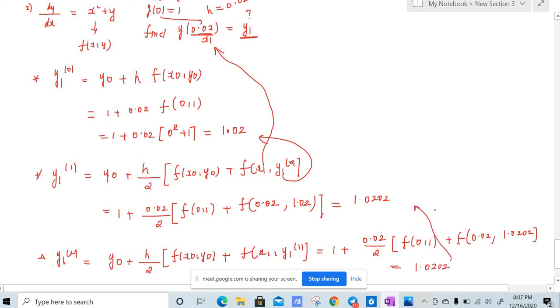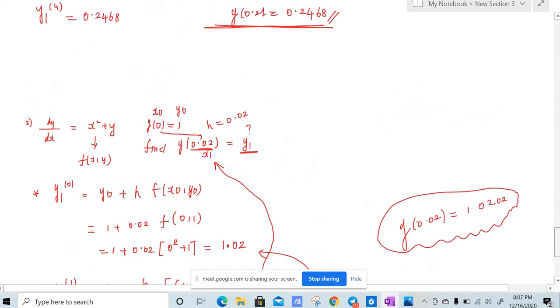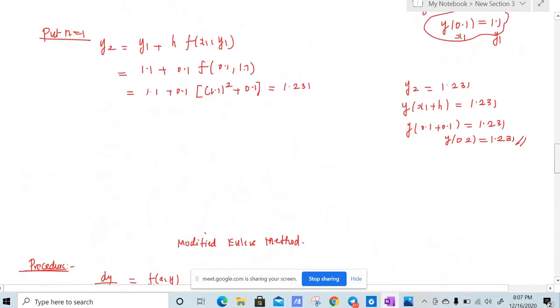And you can see these both values are same, so therefore y of 0.02 is equal to 1.0202. That's it, right? This is modified Euler's method, very easy. So actually Euler's method and modified Euler's method are very easy. So I'll do a quick recall.